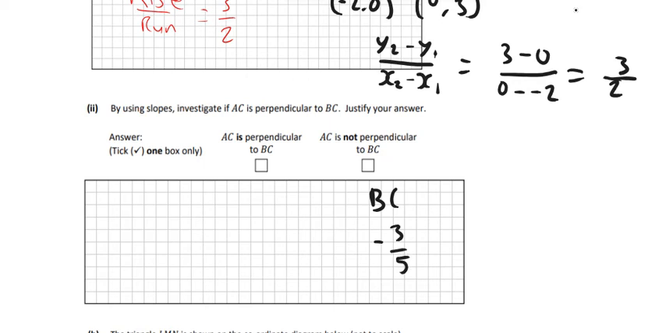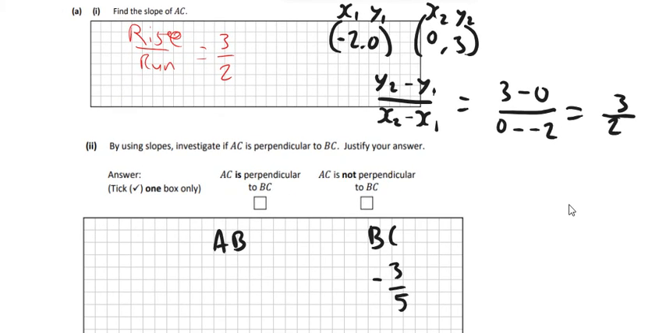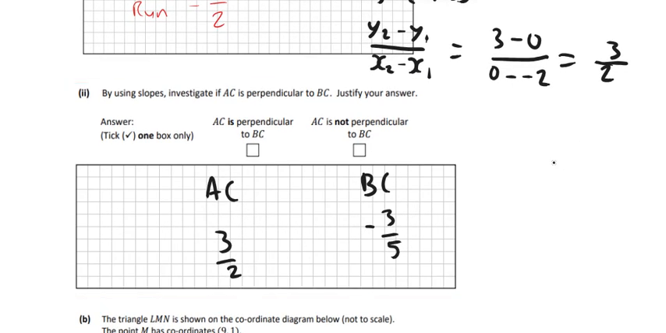And the slope of AB, wasn't it AB? No, AC actually. So the slope of AC was 3 over 2. So the thing you need to know about perpendicular lines is that the slope of a line perpendicular to another line will be minus the reciprocal. Okay, so minus the reciprocal. So if we do minus the reciprocal of AC, we should get minus 3 over 5, but it's not going to work out here, I think.